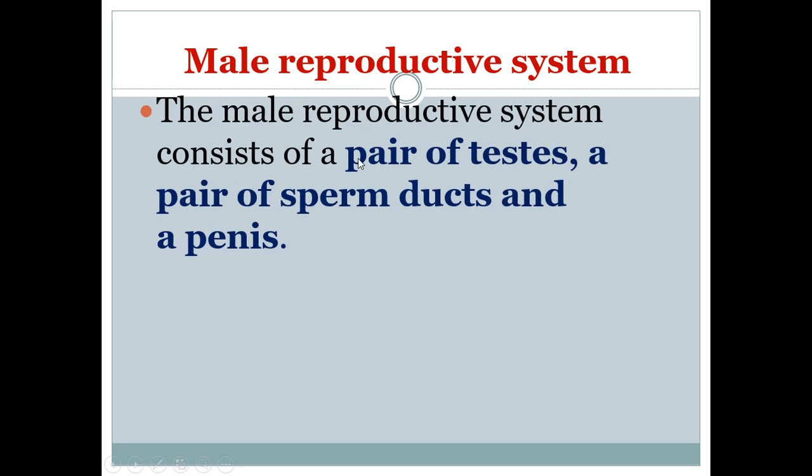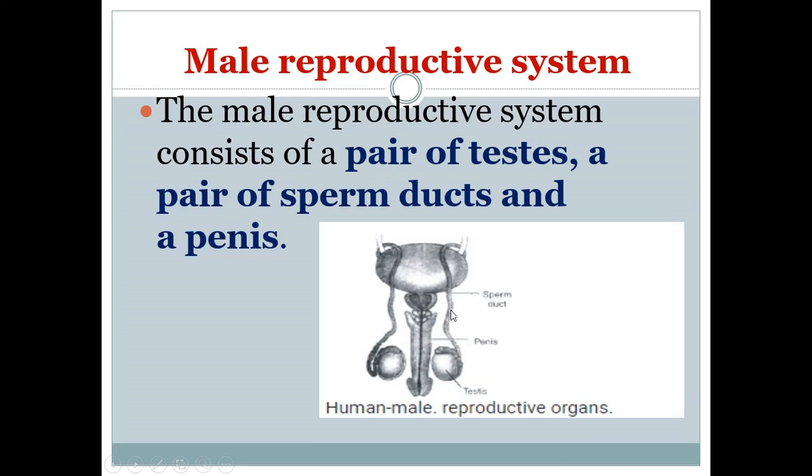The male reproductive system consists of a pair of testes, a pair of sperm ducts and a penis. Here you can see the structure of the human male reproductive organs. It consists of a pair of testes, a pair of sperm ducts, then a penis. So what are the parts of the male reproductive system? A pair of testes, a pair of sperm ducts and a penis.